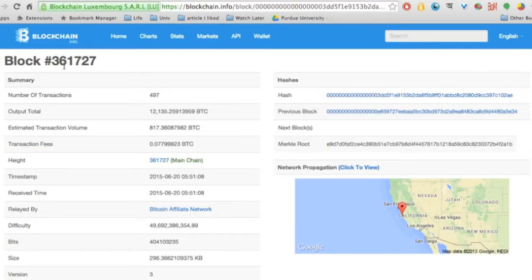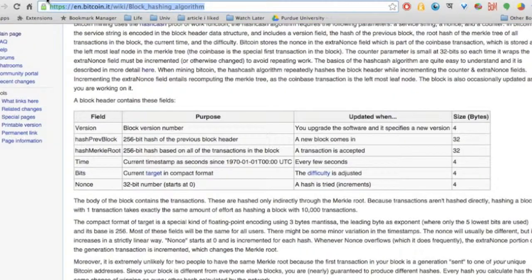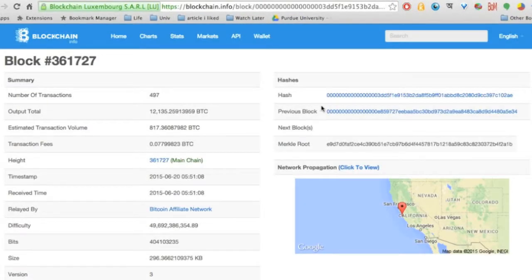So for example, this 361727, this is the Bitcoin block, and the previous Bitcoin block should be 361,726, right? And the hash value of that is basically this one, as you can see, the previous block hash value. That means this field, hash prev block, actually corresponds to this hash value in blockchain.info.